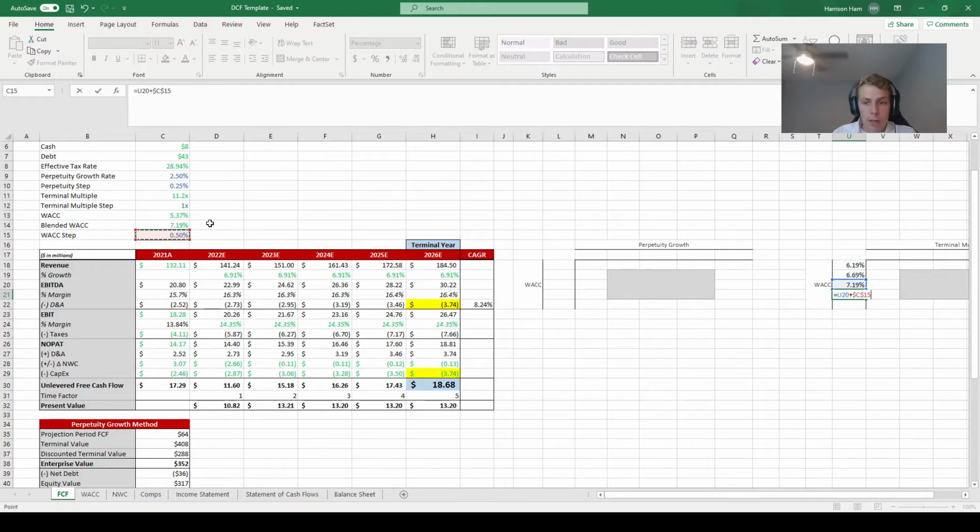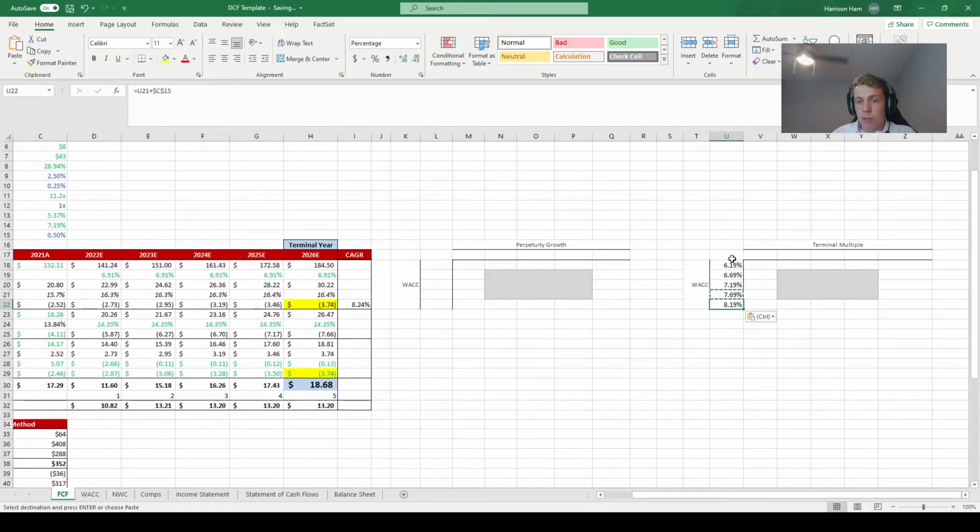So we reference this WACC step, and copy the formula and paste it down. So we have an increasing weighted average cost of capital going up by 0.5% in each row, so that when we do the data table, we can see as we consistently change the weighted average cost of capital across these rows, how does the implied share price change as we go down the rows.